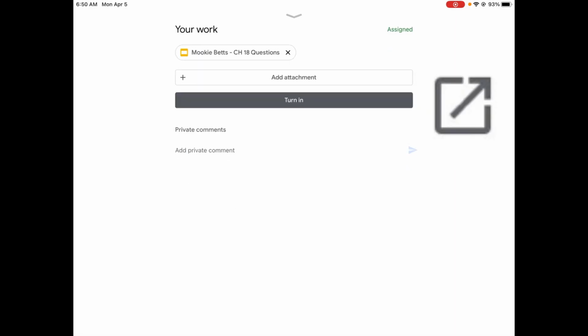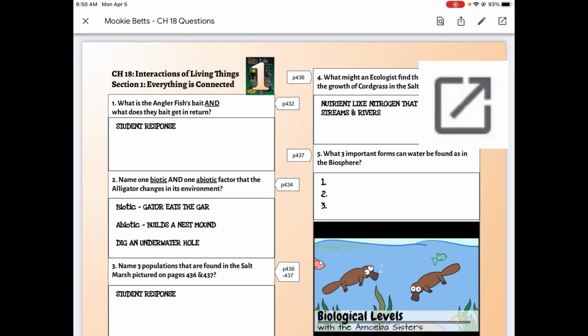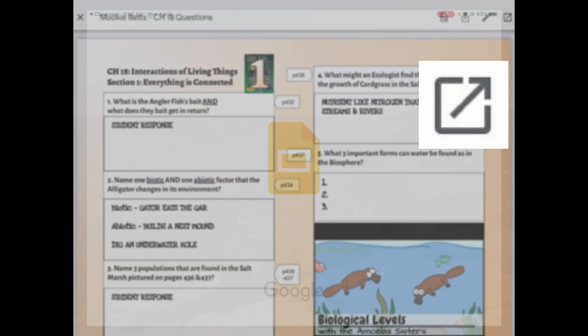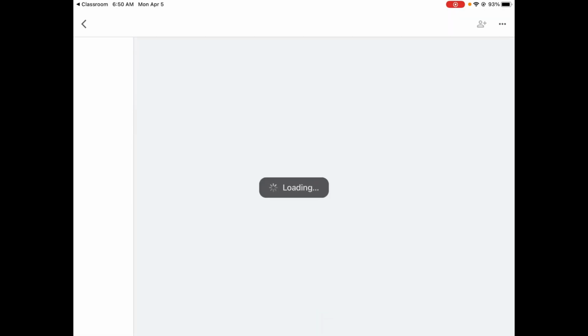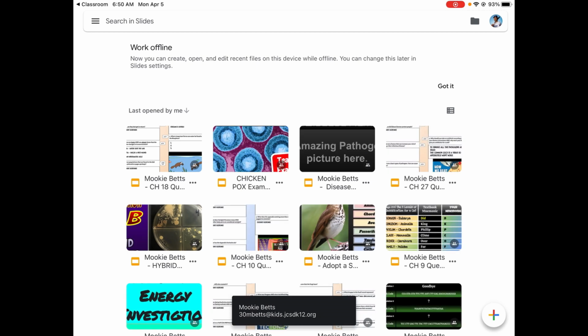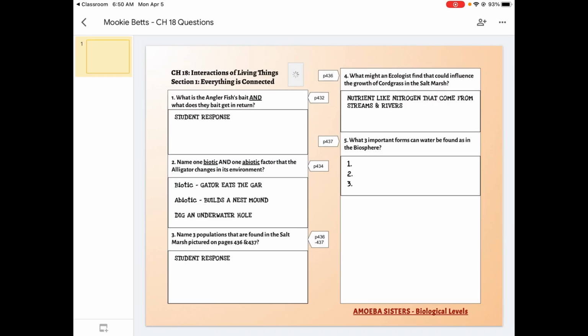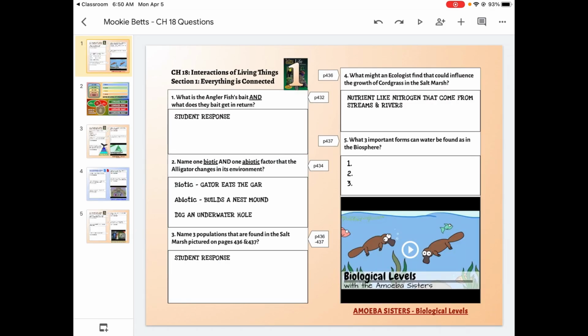So let's go find slide 4. As always, press that arrow in the corner, the square arrow, so that we can better edit our work. And, well, it's really thinking about it. There we go. There's chapter 18. I'm logged in as my fake student.